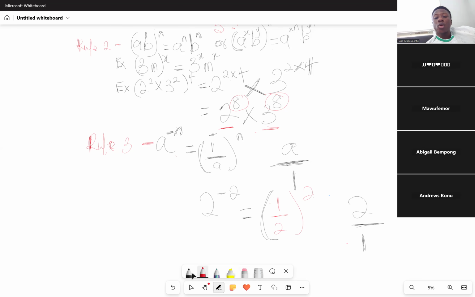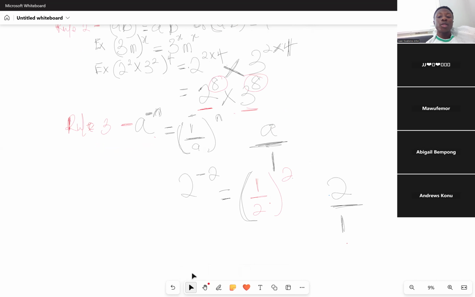Why positive 2, not negative 2? Because we said that if you have a number raised to a negative index, when you reciprocate it, you raise it to a positive index, okay? And we are going to use this a lot.